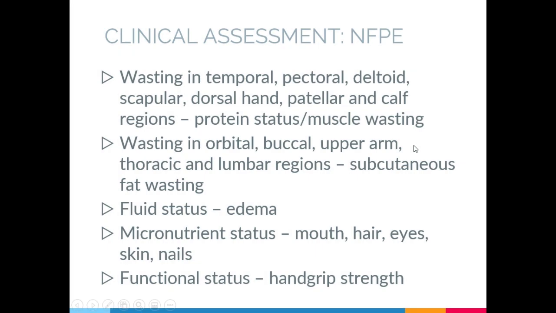Okay, sige. For muscle wasting, we actually inspect or palpate these areas in order to know whether naay muscle wasting. Again, the temporal part is here. We also have the pectoral and the deltoid. Deltoid is the shoulder. Pectoral is clavicle, scapular sa likod, dorsal kani.